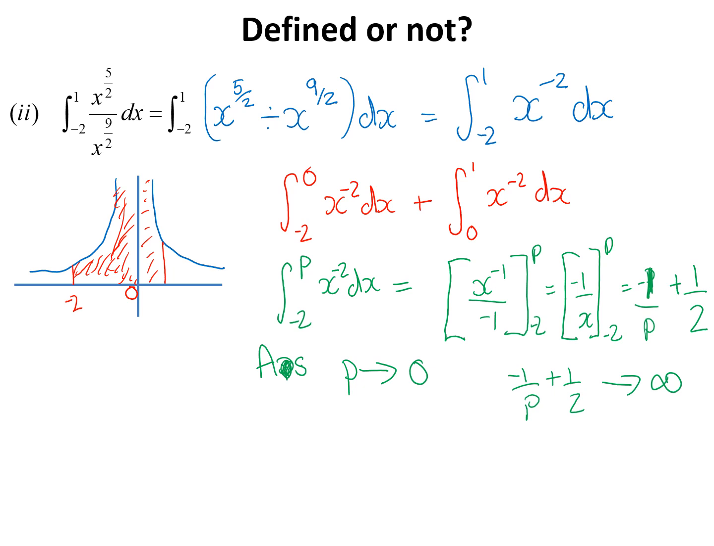And if that's going to tend to infinity, then there's no point looking at the other bit either, because that will tend to infinity as well. So it all tends to infinity. So because of that, we can just put undefined. So that area there is undefined.